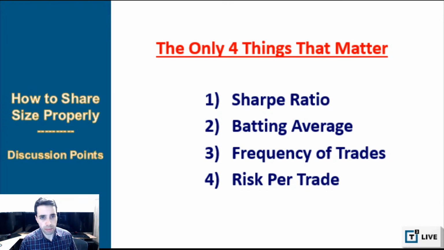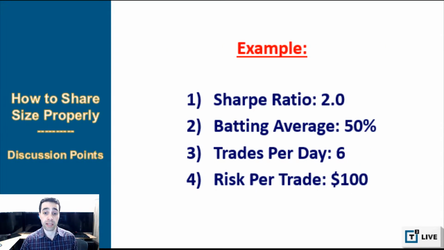What about commissions? Well, commissions for the most part right now is a moot point because it's zero almost everywhere. So what about other things, like maybe your office expense, my office expense? Sure, it will affect the bottom line, but I'm not going to talk about that. I'm not going to talk about your electric bill, or how much your monitors or your computer costs per year or whatever. I'm talking about the things that impact us as traders: the Sharpe Ratio, the batting average, the frequency of your trades, and the risk per trade.